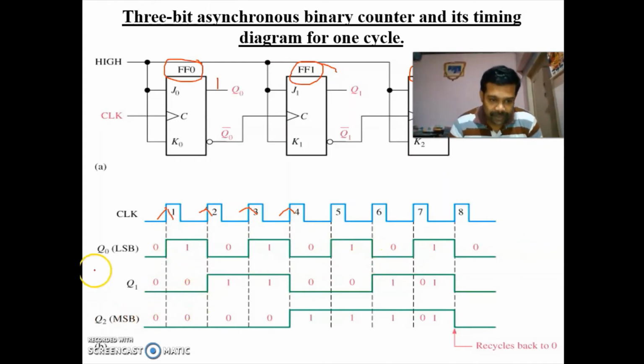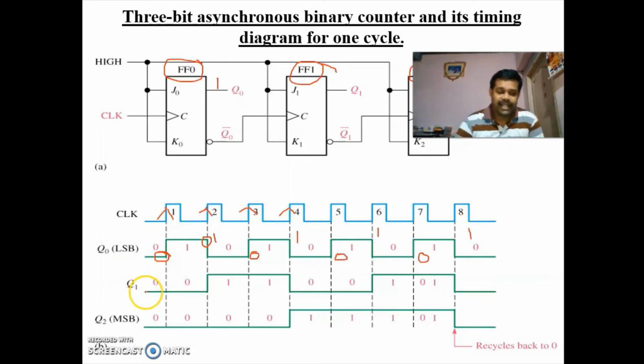Now next we have to go for Q1. Q1 will conduct only when your value of Q naught is 1. So during the first positive edge its value is 0. During the second positive edge its value is 1. So I will put 1 here, 1. So here 0, here 1, here 0, here 1, here 0, here 1.